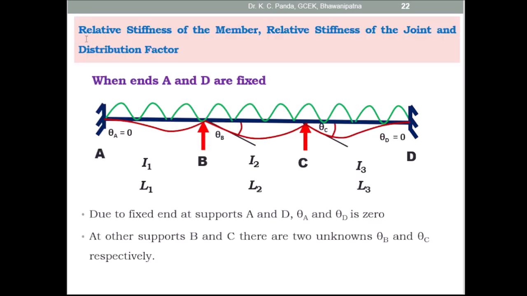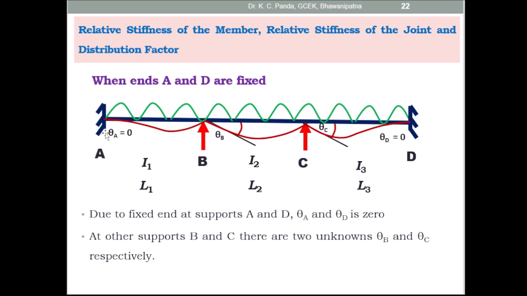Then coming to how the relative stiffness of the members, the relative stiffness of the joints, and the distribution factors are calculated. So first, coming to when ends A and D are fixed. Look at this figure. This is the continuous beam. Here the support A is fixed and support D is fixed, and these are the intermediate supports.